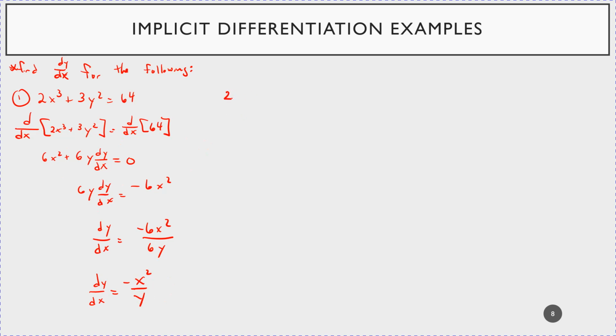So let's mix it up now. Let's find dy/dx for the following here. Let's look at x cubed y cubed minus 4y is equal to 2x. Okay, so to find dy/dx, differentiate both sides with respect to x.